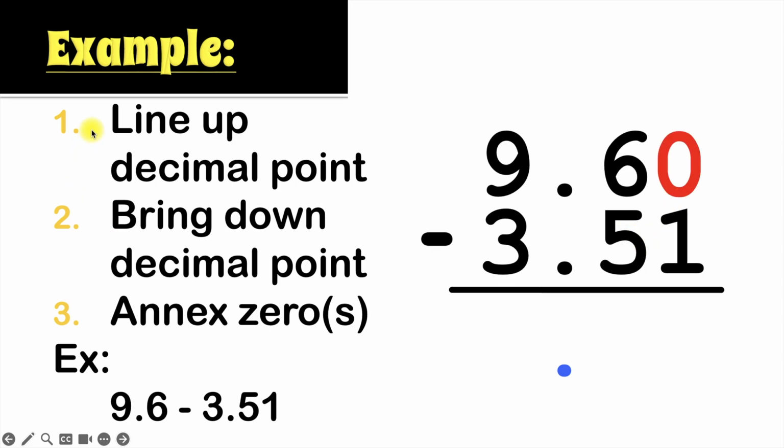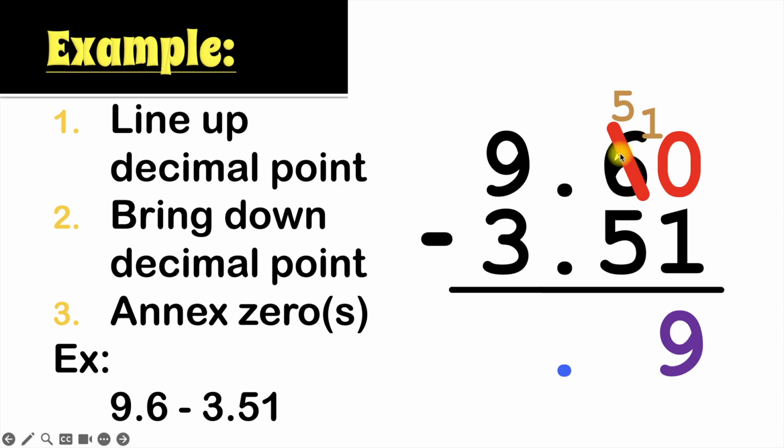And now that we followed our 3 steps to setting up a subtraction of decimals question, all we have to do is subtract, starting from the right column. Can we do 0 minus 1? No, we cannot. So we're going to have to borrow from this 6, which means this 6 will get crossed off and become a 5. And we'll take the 0, put a 1 here, and now that becomes a 10. So now we've got 10 minus 1, and that is 9.